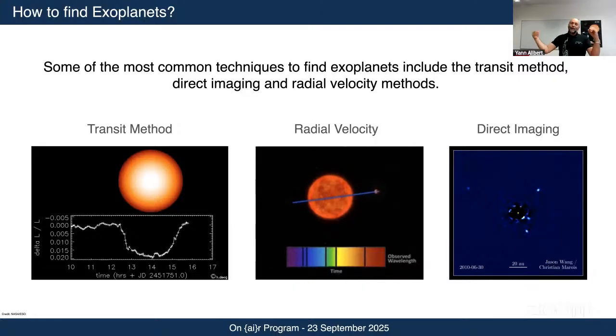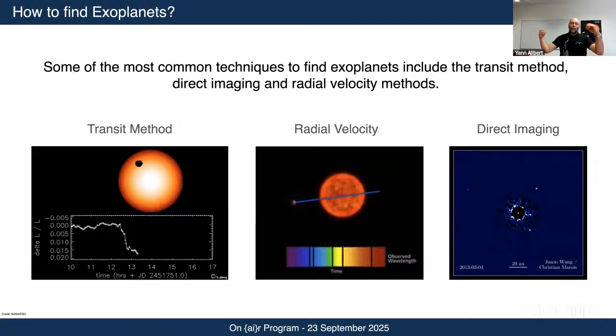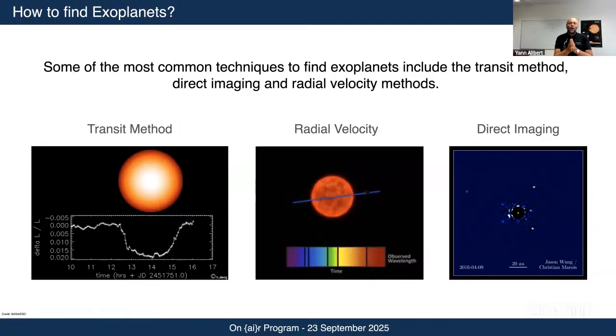And when we look at the color of the star, then the star will be a little bit bluer and then redder and bluer and so on. And then by measuring this change of the color of the star as a function of time, we can know what is the orbital period of a planet and what is the mass of a planet.